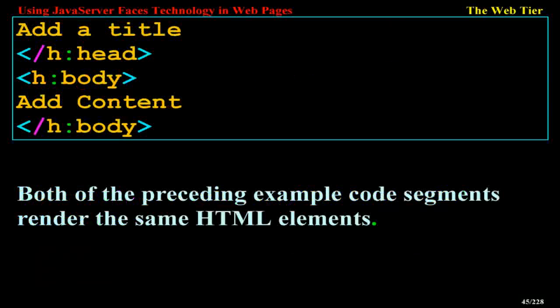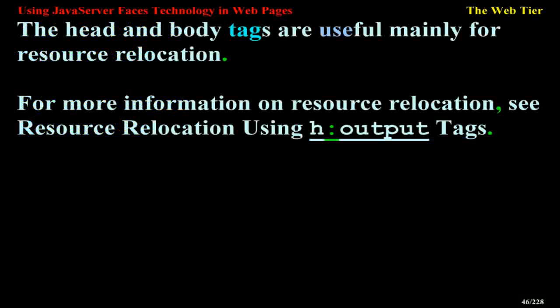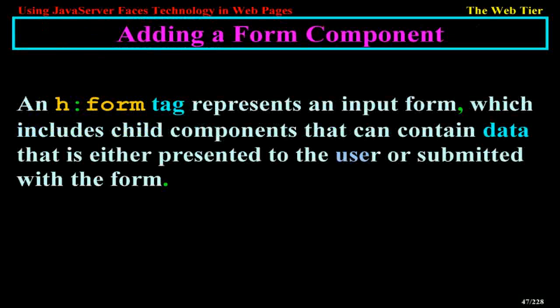Both of the preceding example code segments render the same HTML elements. The head and body tags are useful mainly for resource relocation. For more information on resource relocation, see resource relocation using h:output tags. Adding a form component. An h:form tag represents an input form, which includes child components that can contain data that is either presented to the user or submitted with the form.